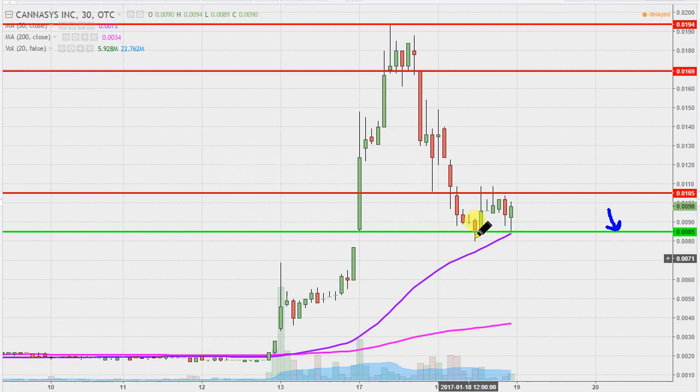I mean, the power of charts. You can see just a couple times price bounced beautifully off that. So that's point number one. Point number two, all about the purple line right there, the 50-period simple moving average.